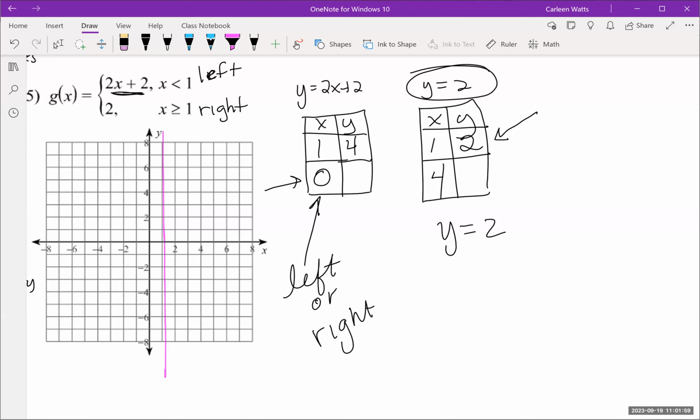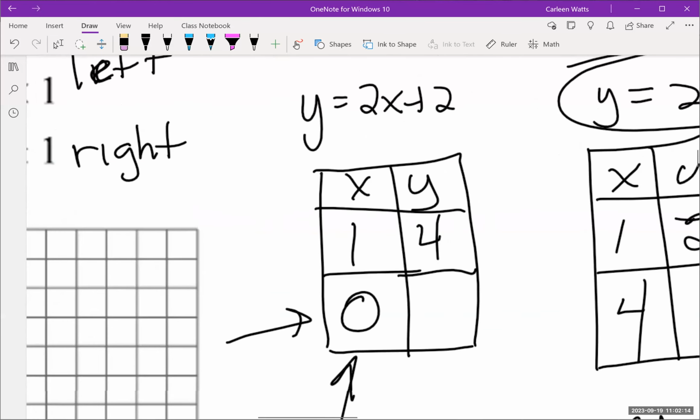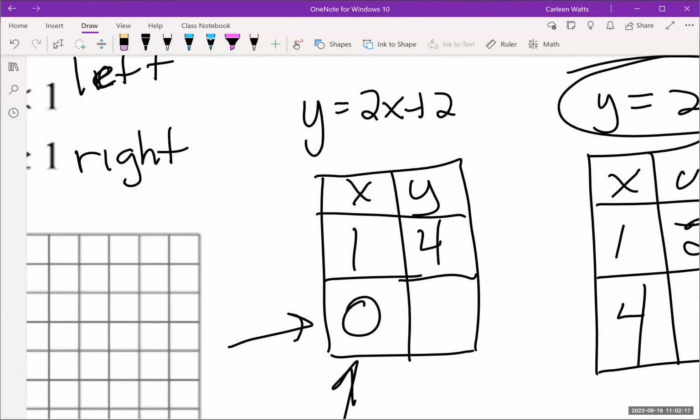Okay. So I picked a number to the left and I love 0. I picked a number to the right and I just wanted to leave a little more space. So I picked 4. You could pick 2. Okay. So let's talk about this one. When X is 0, 2 times 0 plus 2, what is Y? Yeah, 2?